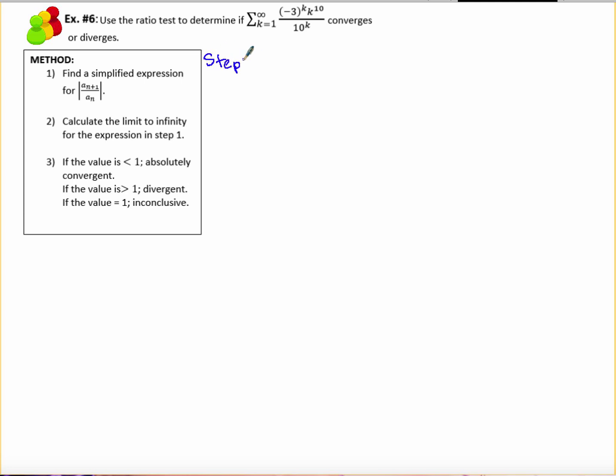Did you guys do good? Here's how I solved it. So my first step was to simplify my a sub n plus 1. In this case, it's a k, so that'll be k plus 1. Oh no, it's a new variable. That's all right, you got this. Plug in k plus 1 everywhere we see a k. And then we're going to divide it by a sub n, or in this case, a sub k.